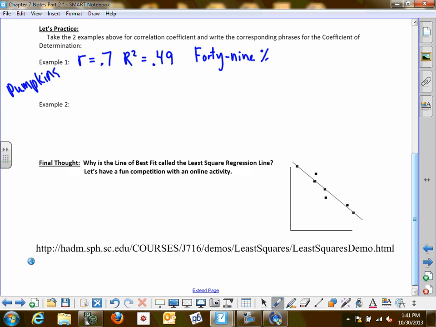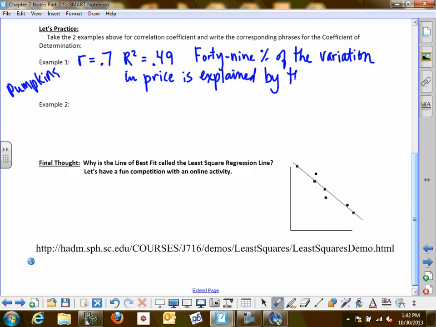So, 49%, I'll use the symbol. 49% of the what on the pumpkins? Not just price, but the fluctuation in the price, the variation in the price, the changes in the price. Can't just say the price, okay? 49% of the variation in price. I'm explaining the reason that the price is different. The variation in price is explained by that linear relationship between diameter and price.